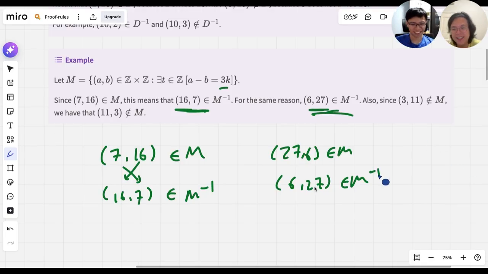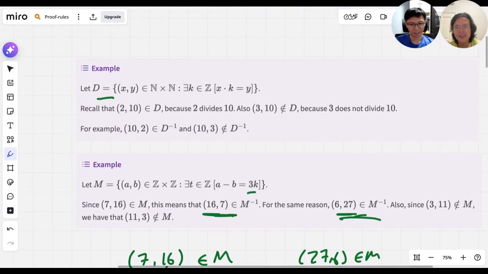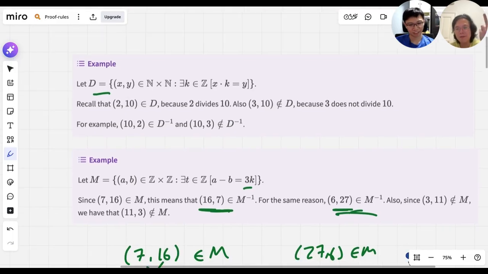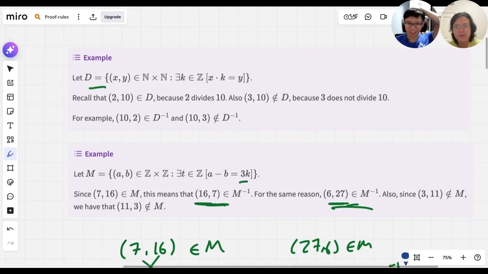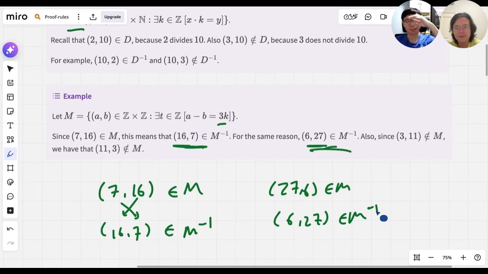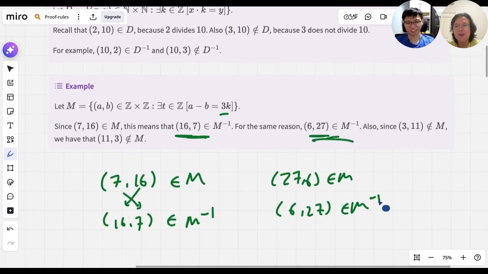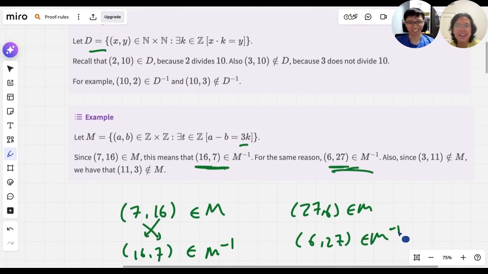So this is the inversion operation. Just take every pair and flip it. Wait, I'm thinking, is it true? Oh sorry, no, this is the congruence modulo one, not divisibility. It doesn't even hold for divisibility because 6 doesn't divide 27. All's good. What was I going to say about this? Not to be confused with your matrix inversion.